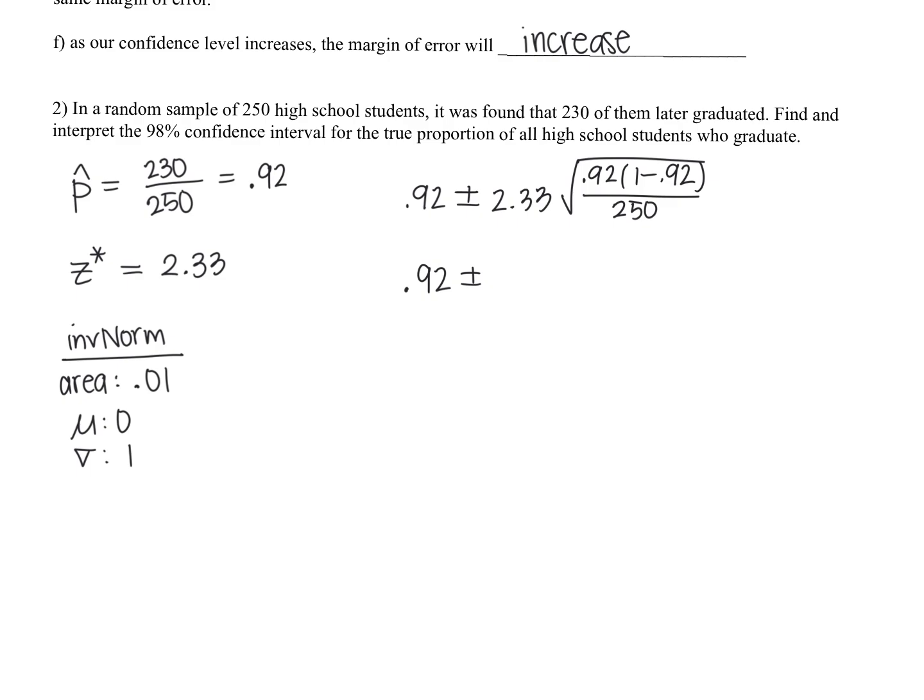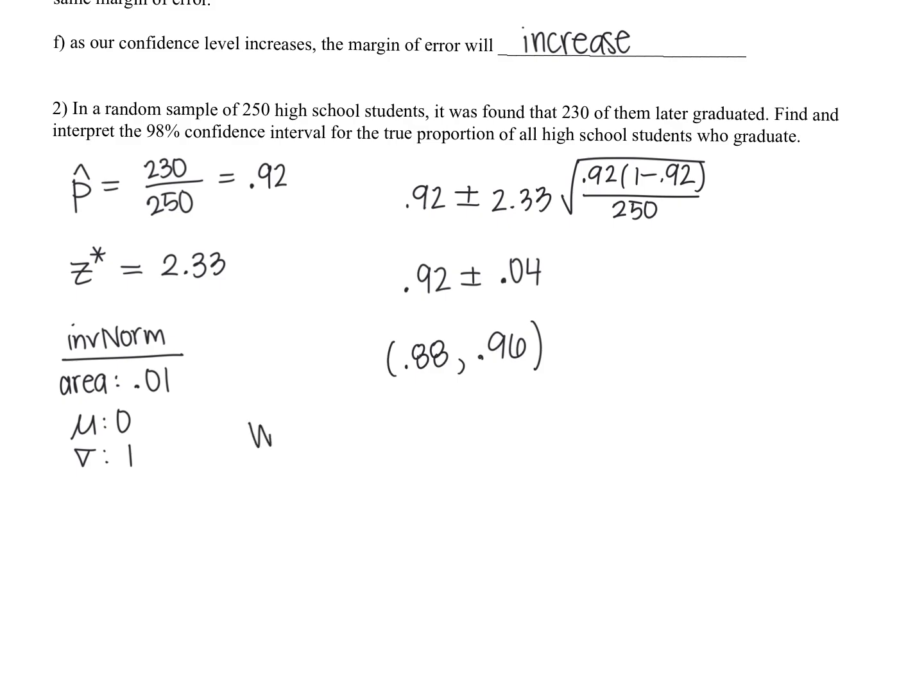So when I do 2.33 times the square root of 0.92 times (1 minus 0.92) all over 250, I get 0.03998. So to 2 decimals, it's going to be 0.04, because even if I tried to go 4 decimals, those 2 nines make it round up. So then I do 0.92 minus 0.04, which is 0.88, and then 0.92 plus 0.04, which is 0.96.